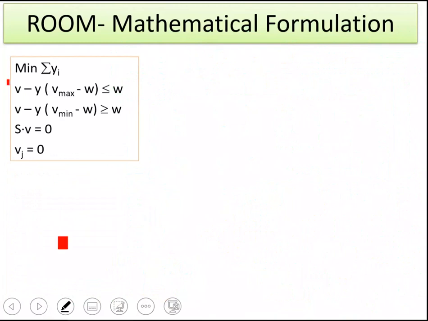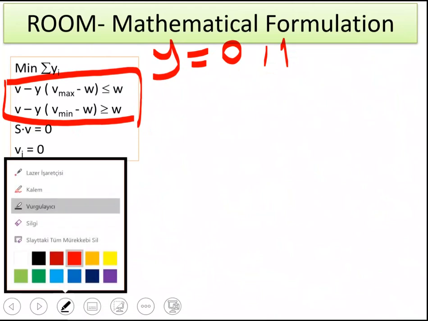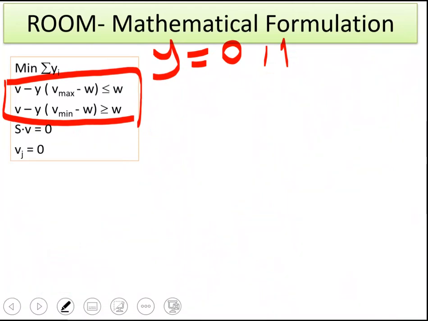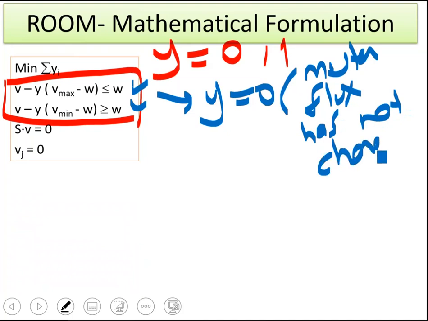I will shortly now talk about those constraints here. So y can take 0 or 1. It's a binary vector. These two equations may look complicated to you at first sight, but now you will see that they are actually very logical. So let's consider the case where y is 0, which means the mutant flux has not changed. It is the same as the wild-type flux, right?